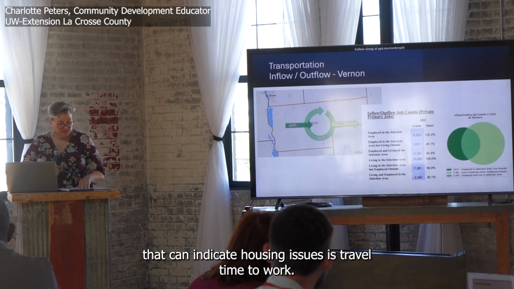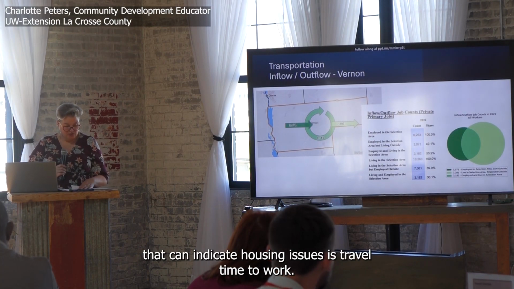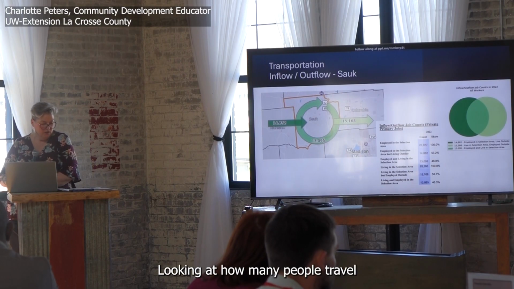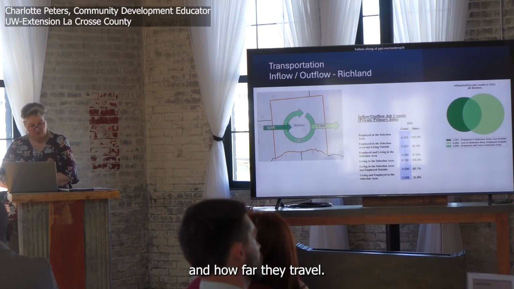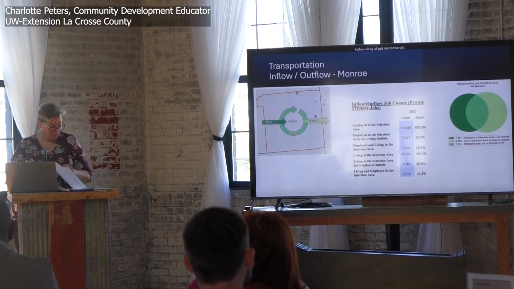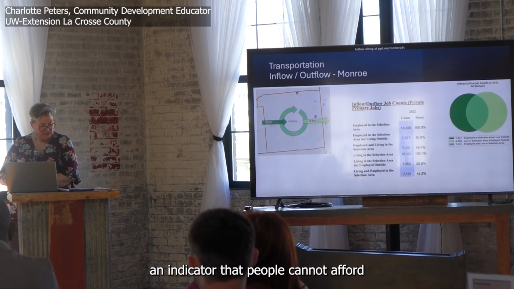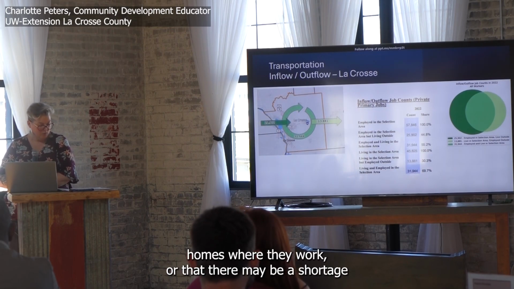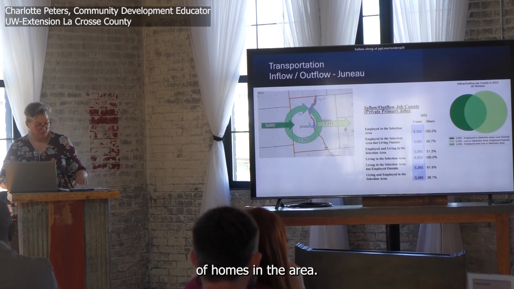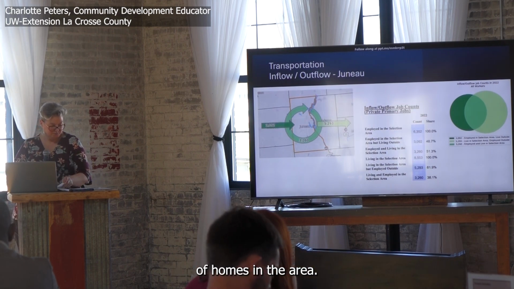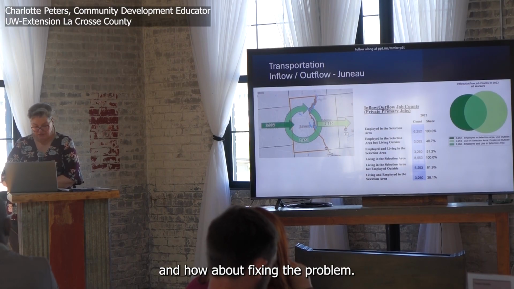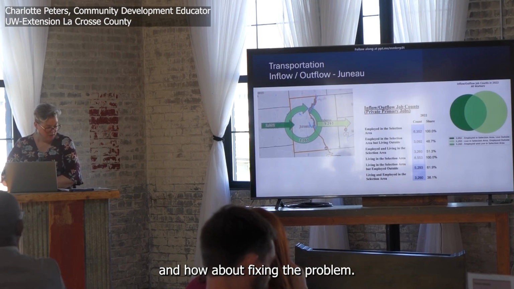Another factor that can indicate housing issues is travel time to work. Looking at how many people travel and how far they travel can be an indicator that people can't afford homes where they work, or that there may be a shortage of homes in the area. The survey can help determine what these numbers really mean and how to go about fixing the problem.